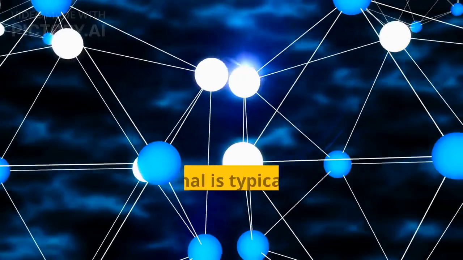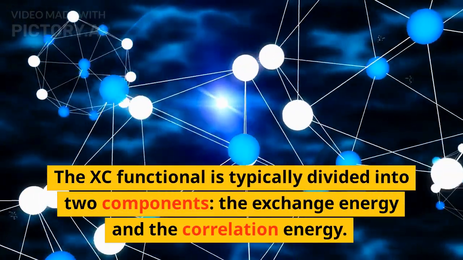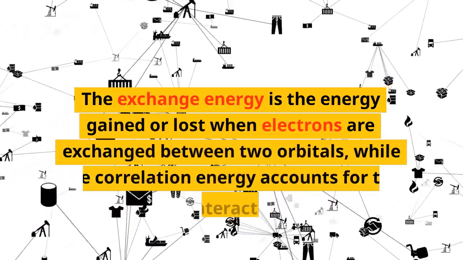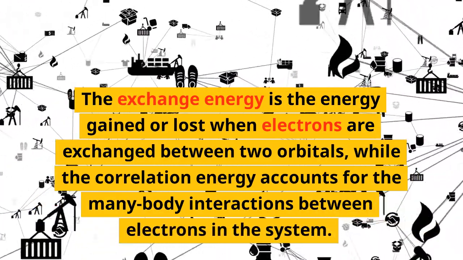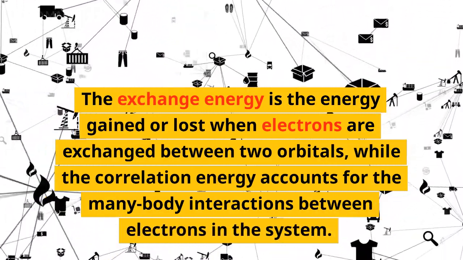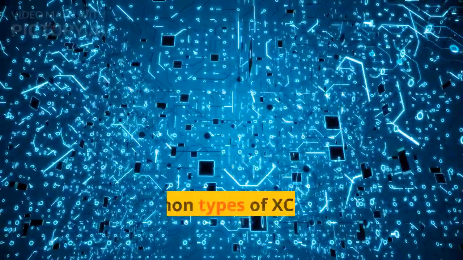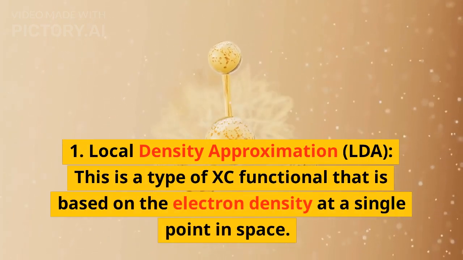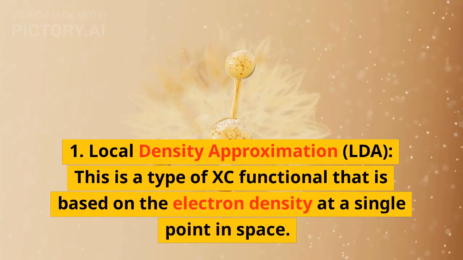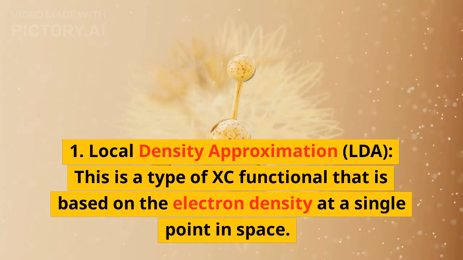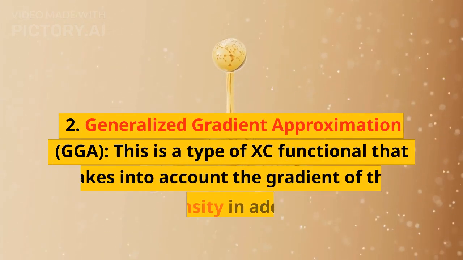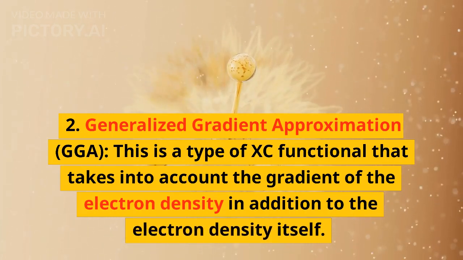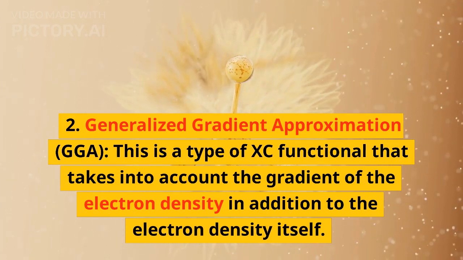The XC functional is typically divided into two components: the exchange energy and the correlation energy. The exchange energy is the energy gained or lost when electrons are exchanged between two orbitals, while the correlation energy accounts for the many body interactions between electrons in the system. Some common types of XC functionals include: 1. Local density approximation, LDA. This is a type of XC functional that is based on the electron density at a single point in space. 2. Generalized Gradient Approximation, GGA. This is a type of XC functional that takes into account the gradient of the electron density in addition to the electron density itself.